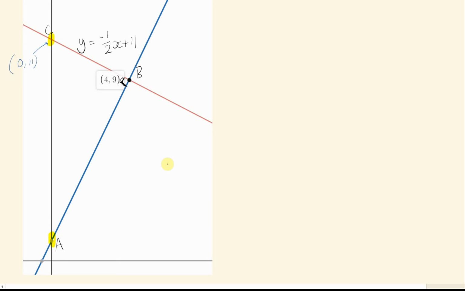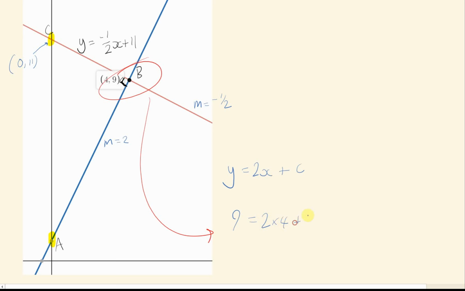To find A is slightly harder, we're going to need the equation of this line. Now we know for this line, looking at the equation of it, that m is -1/2. So therefore by taking a negative reciprocal, we see the gradient of this line is going to be 2. So we have y equals 2x plus something. We also know it must go through the coordinate B, so we can plug that in, which tells us 9 is 2 times 4 plus c. 2 times 4 gives us 8, and there we can see c is 1. So the equation of this line was y equals 2x plus 1, which tells me that this y coordinate is (0, 1).